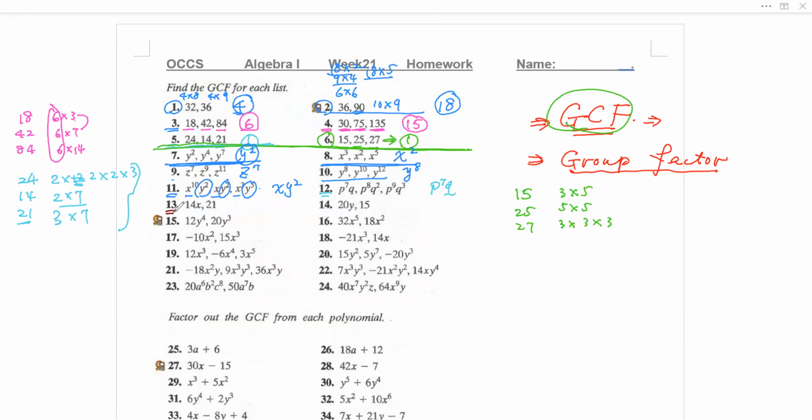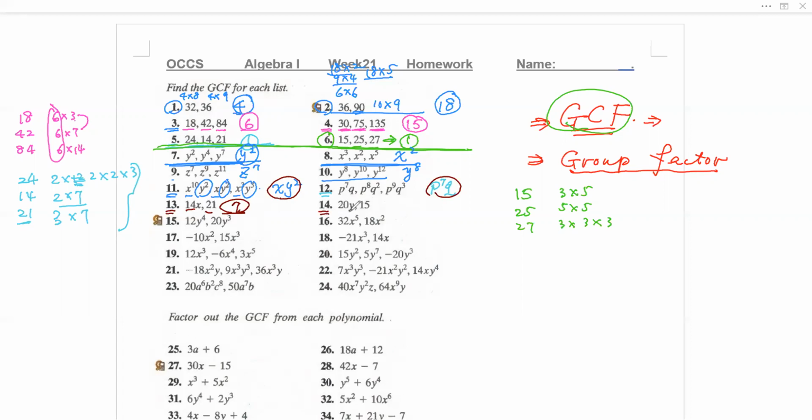All right, let's see 13. 13 is a combined situation. They have variable and non-variable coefficient. So we see the coefficient part first. Coefficients 14, 12. The greatest common factor is 7. X, this one has no X. So there's no X here, right? The greatest common factor is 7.